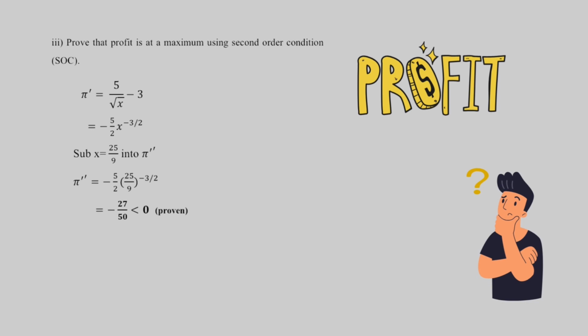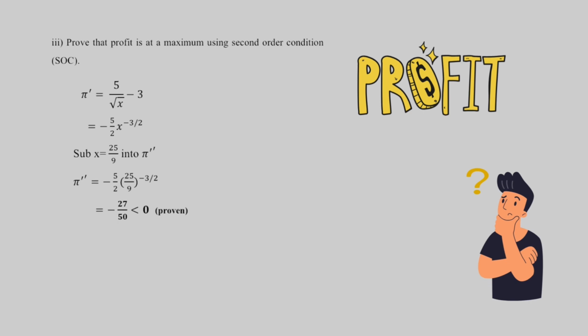To prove that x equals 25 over 9 is the maximum units to produce in order to get the maximum profit, we need to apply the second order condition. So we differentiate the first derivative of the profit function, which is 5 over square root x minus 3. At the end, we will get negative 5 over 2 times x to the power of negative 3 over 2, which is the second derivative of the profit function.